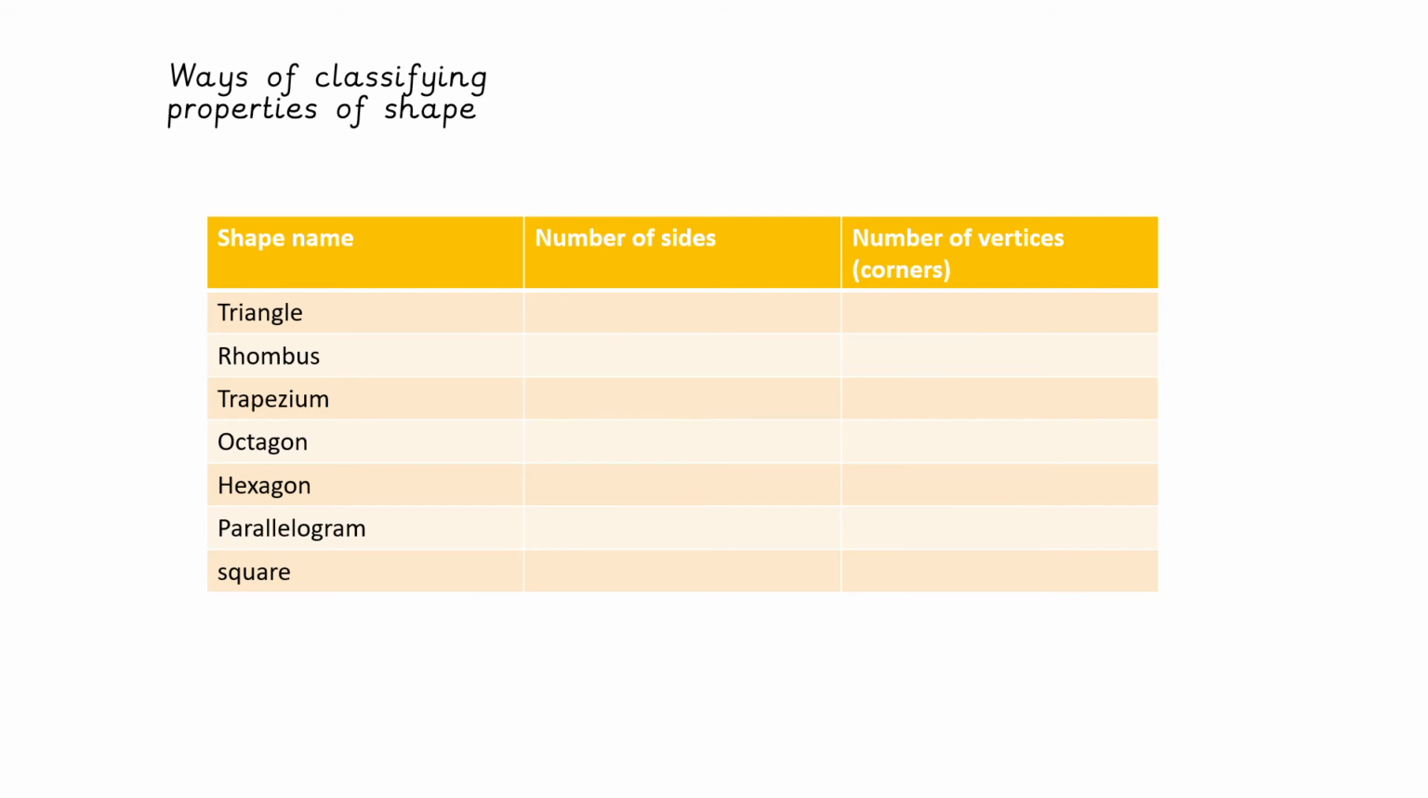So we're going to move on to looking at how we might classify properties of shape. We can use a simple table to calculate how many sides a shape might have and how many vertices or how many corners. Triangle would have 3 sides and 3 corners, and we can go down and continue.